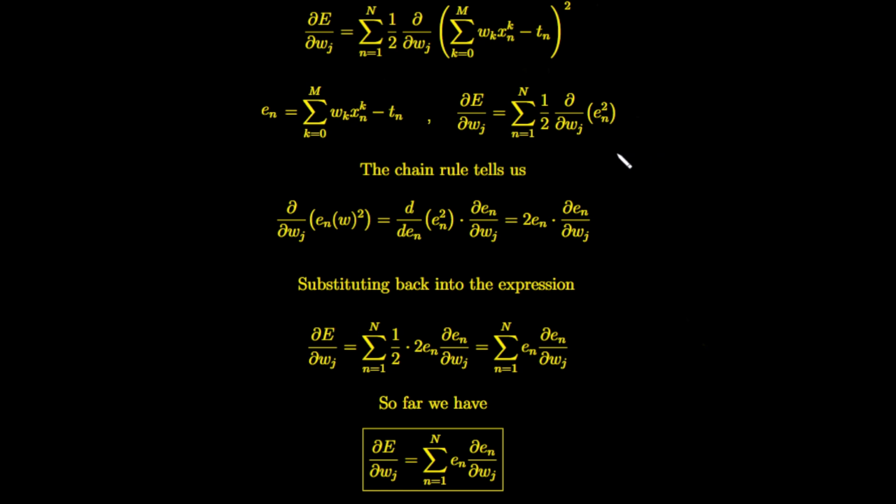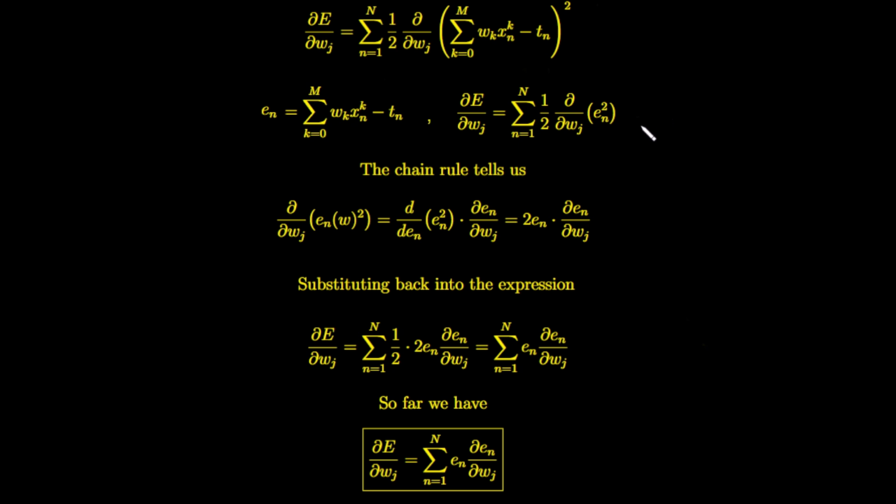Now we're going to start off by performing this partial differentiation here, partial by partial wj of en squared. Now we're going to have to use the chain rule in order to do this. And this is where people tend to get a little bit confused.